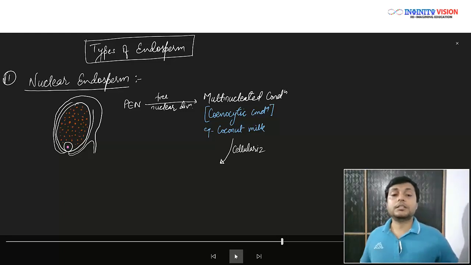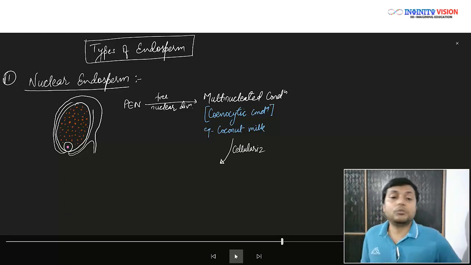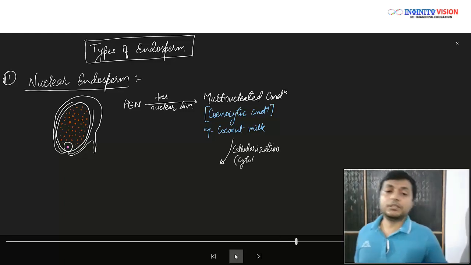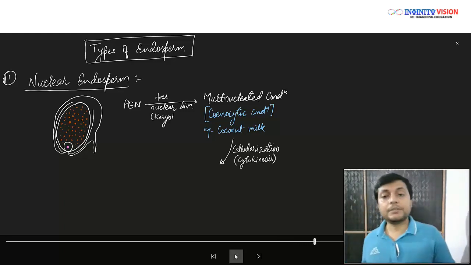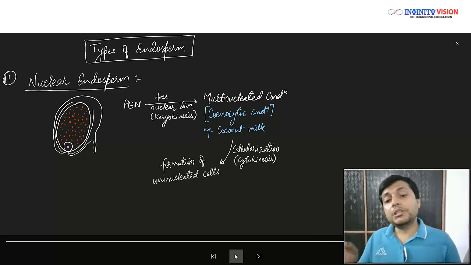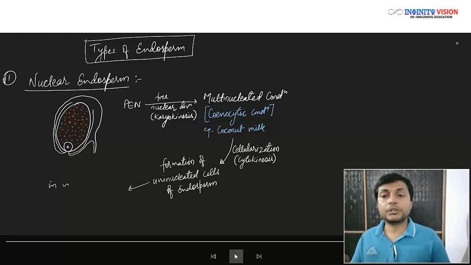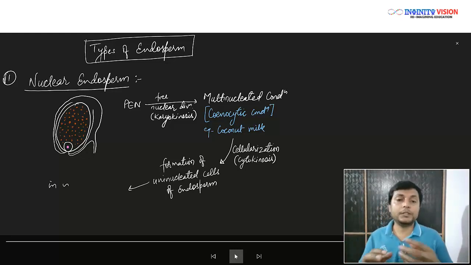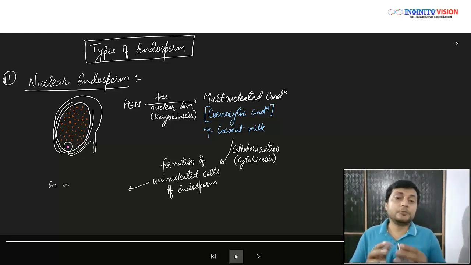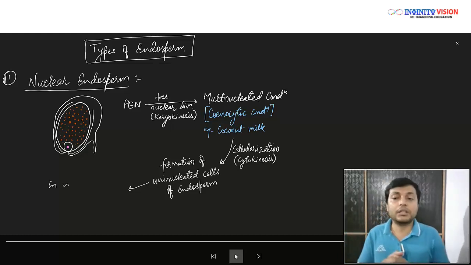As a result, this syncytial condition appears, as you find in the case of coconut milk, and after that cellularization starts. As a result of cellularization, cytokinesis happens and uninucleated cells of endosperm are formed. That's why, slowly, the liquid endosperm is converted into solid endosperm. This is the process of cellularization.